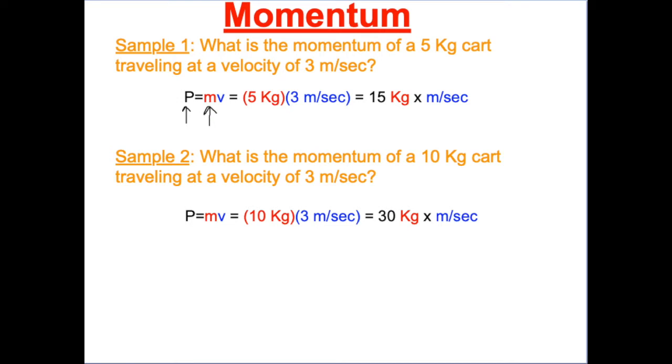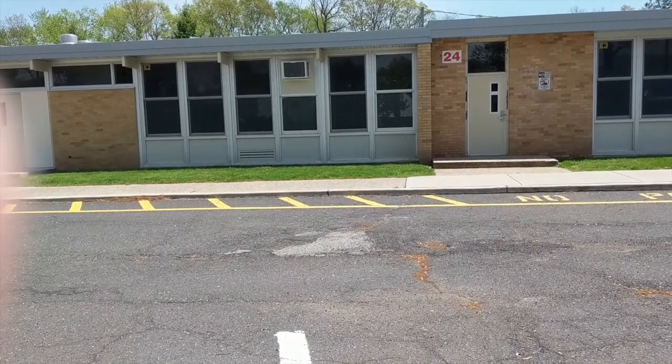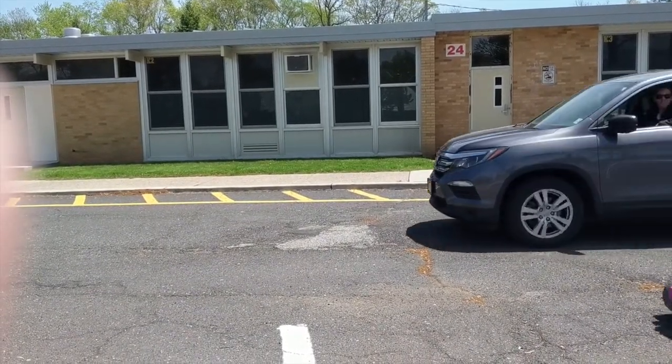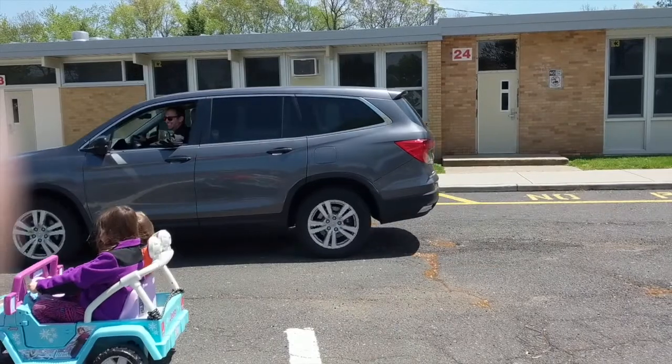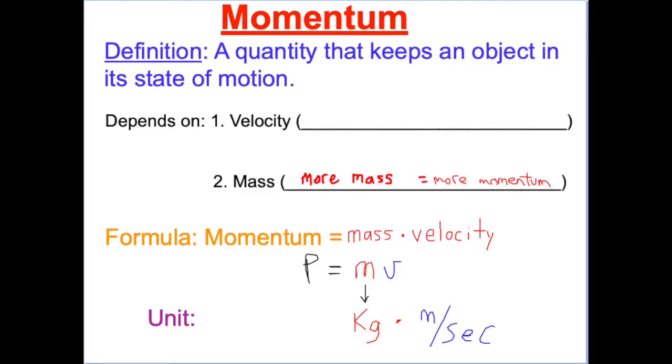Now notice that doubling the mass doubled the momentum. There's a direct relationship here. Now that makes sense. A real car and a ride-on car have very different momentums when traveling at the same speed, and it's much harder to change the real car's motion. Momentum depends on mass, and the more mass there is, the more momentum there is.